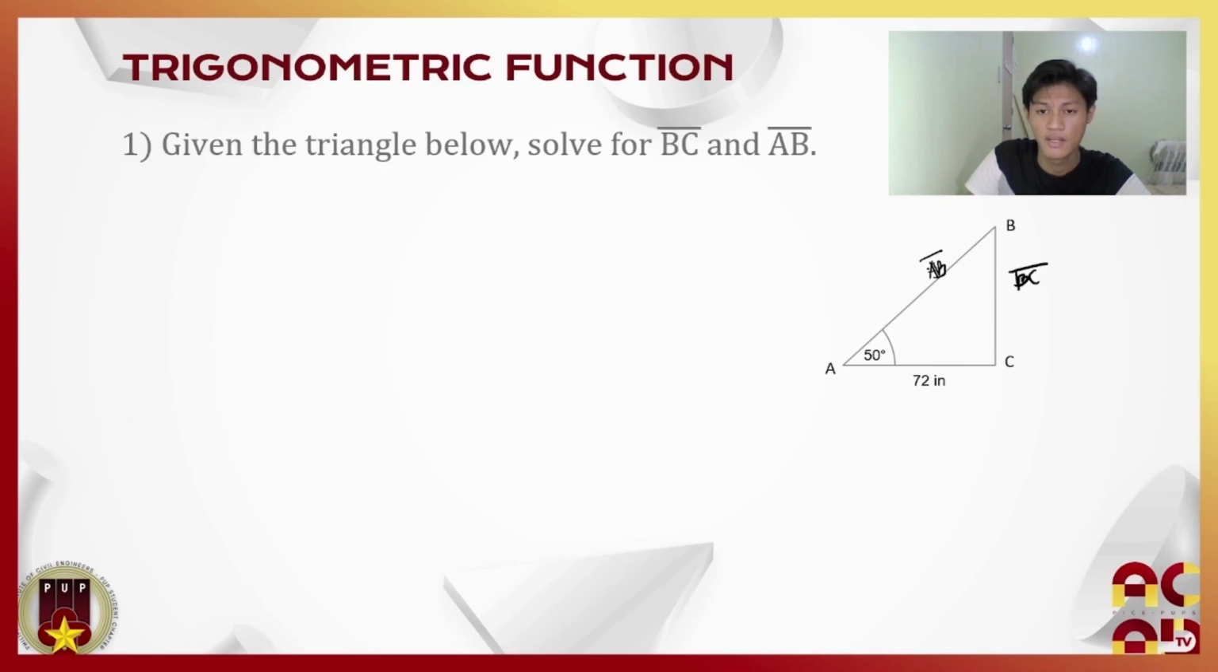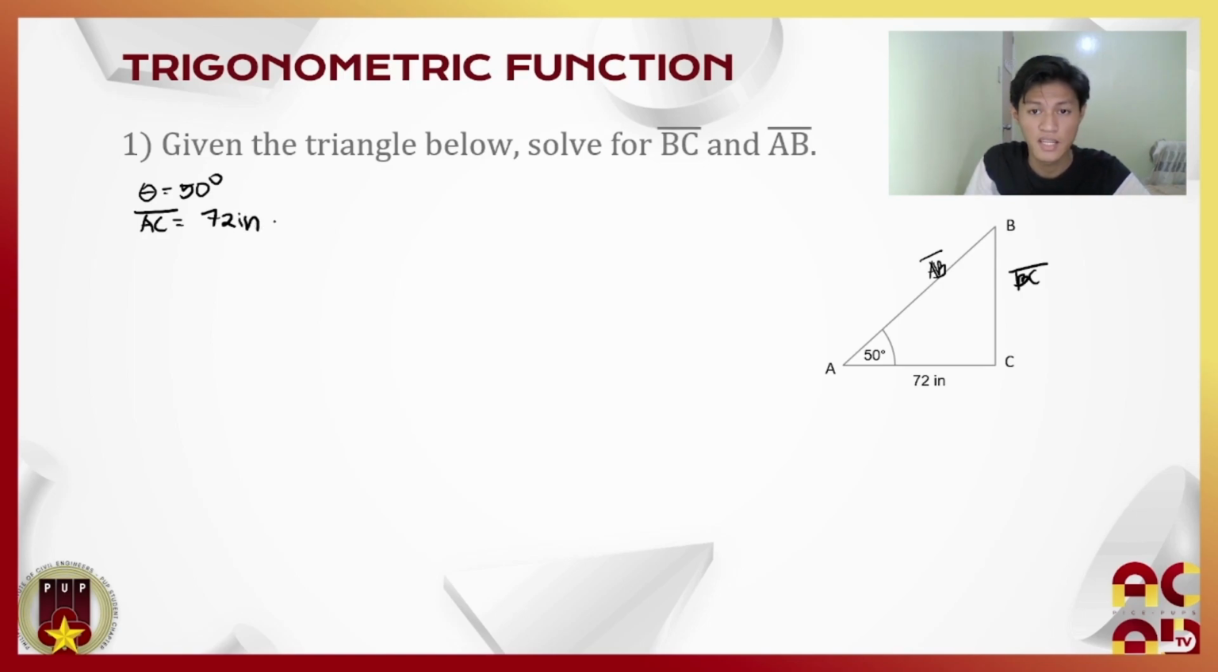Ayan. And then meron daw tayong 72 inch na dimension, which is yung sa line AC. And then meron din tayong reference angle na 50 degrees. So hanapin natin yung both line BC and then line AB. Paano ba natin ito mahanap? I-identify natin kung anong meron tayo. Meron tayong angle na 50 degrees, and then meron din tayong line AC na equal sa 72 inch.